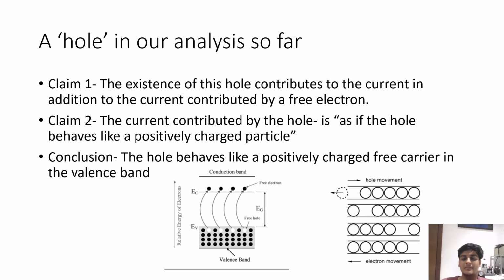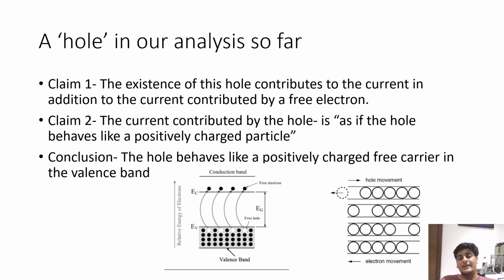Now, the second claim is something you can probably already see. It is as if the hole behaves like a positively charged particle. The only difference between this topmost figure and bottommost figure is that the rightmost electron has now moved towards the leftmost space. And remember, I'm not physically saying that the rightmost electron has moved to the leftmost place and everything else has remained the same. But if you compare the initial and final figure, that is the only difference. If you compare it mathematically, you don't care which name you give to what electron. The only difference is that this electron has moved from here to here.